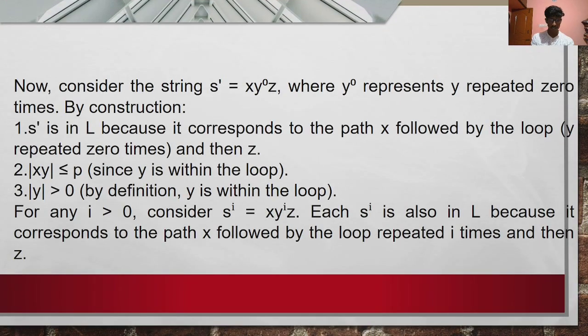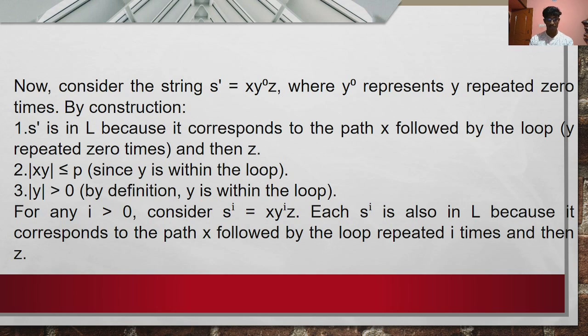Now consider the string s' = xy^0z, where y^0 represents y repeated 0 times by construction. s' is in L because it corresponds to the path x followed by the loop y repeated 0 times, and then z. |xy| is less than or equal to p. Since y is within the loop, |y| > 0. By definition, we know that y is within the loop.